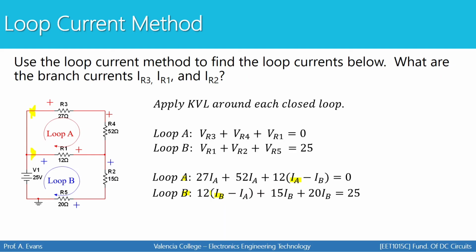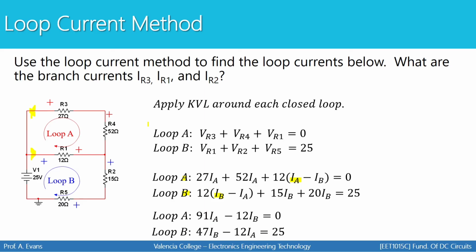Remember, whatever loop you're analyzing determines which current you're going to write first. So I have 12 times (IB minus IA) plus 15 times IB plus 20 times IB. Since these are in series and since these are in series, you could even combine those first before you write your equations, if you want to. Now I'm going to simplify. So loop A comes out to be 91 IA minus 12 IB equals 0. And loop B comes out to be 47 IB minus 12 IA equals 25 after you distribute and simplify.